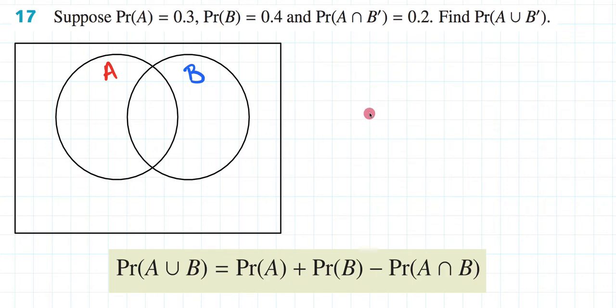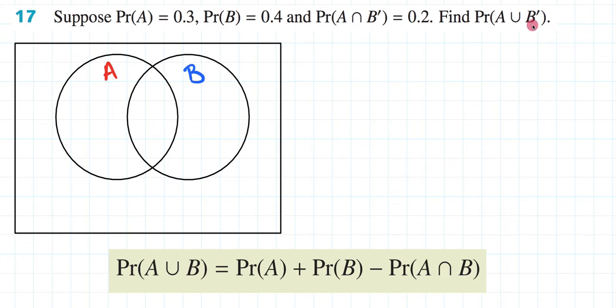Alright, so we're doing exercise 9D and we're up to question 17, which reads: suppose the probability of A equals 0.3, the probability of B equals 0.4, and the probability of A intersection the complement of B equals 0.2. Find the probability of A union the complement of B. So it's quite a long question and might be a little tricky for us to figure out.